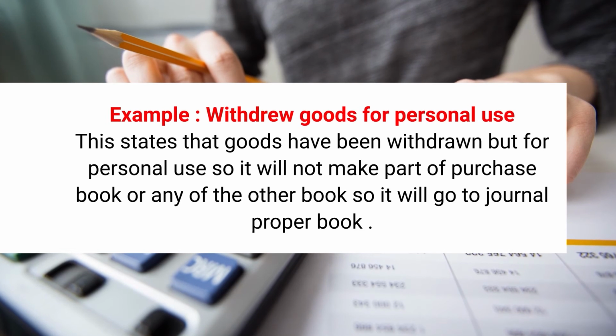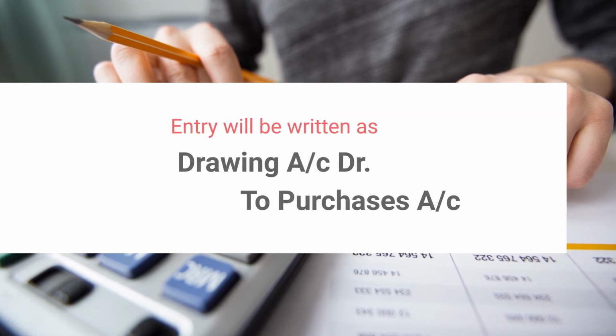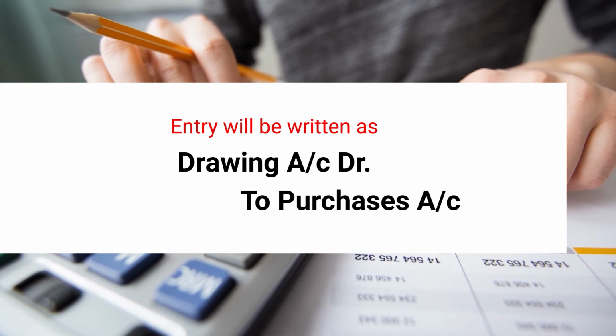So, an example of these transactions is goods withdrawn for personal use. When the proprietor or the business enterprise has withdrawn goods for personal use, this states that the goods have been withdrawn but for personal use. So, it will not be part of the purchase book or any of the other books. So, it will go to the journal proper. For this the journal entry would be drawings account debit to purchases.